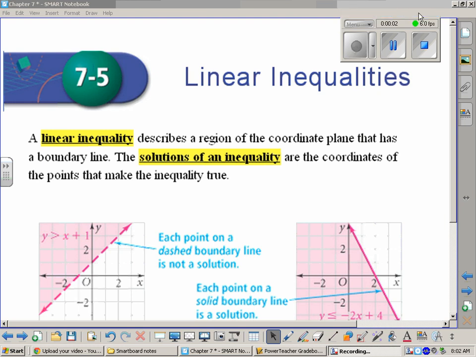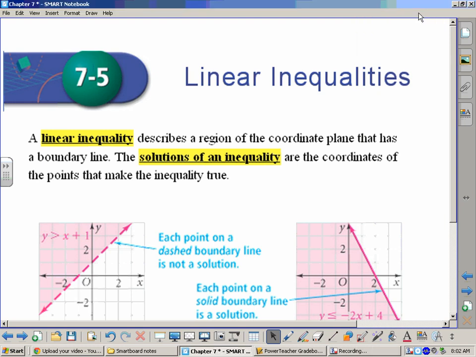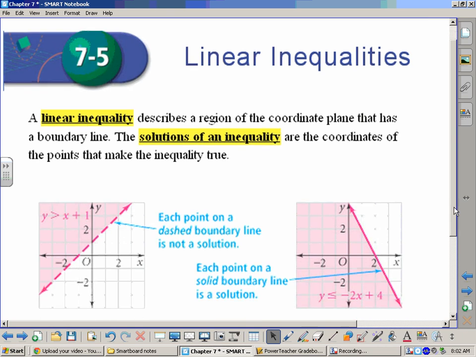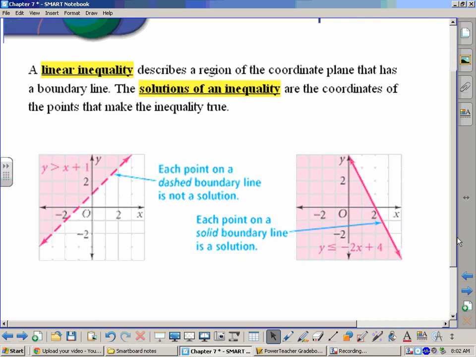Good afternoon, class. We're going to revisit graphing today, but we're going to be graphing inequalities. So this would be using the greater than or less than symbol and the greater than or equal to and less than or equal to symbols. A linear inequality just describes a region rather than just a line to satisfy sometimes a word problem or just an equation.